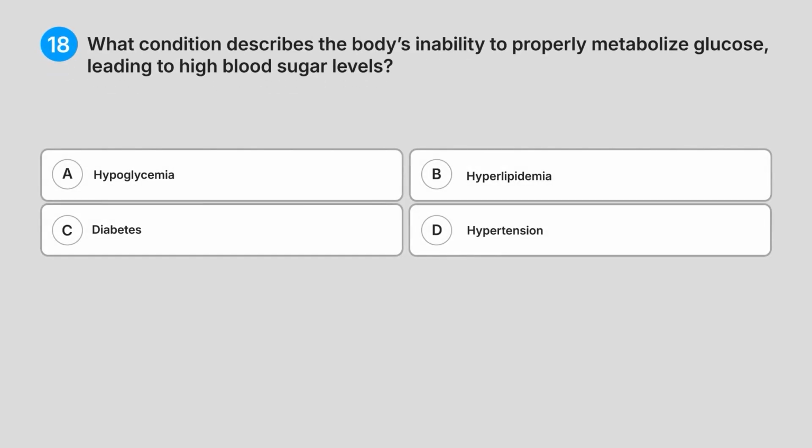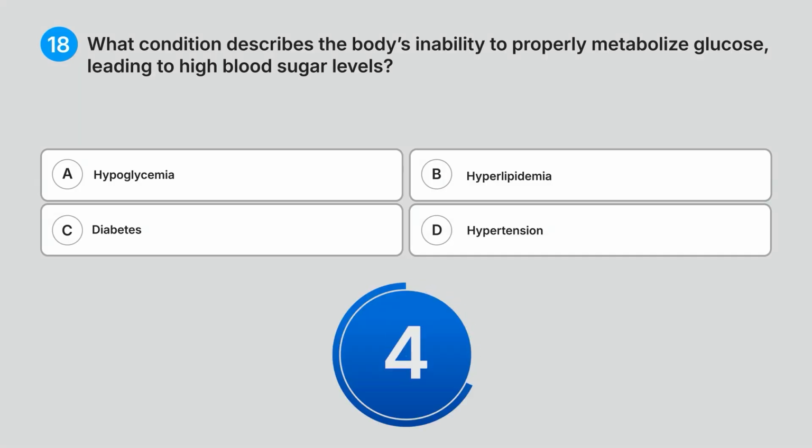18. What condition describes the body's inability to properly metabolize glucose, leading to high blood sugar levels? A. Hyperglycemia. B. Hyperlipidemia. C. Diabetes. D. Hypertension. What do you think is the answer?